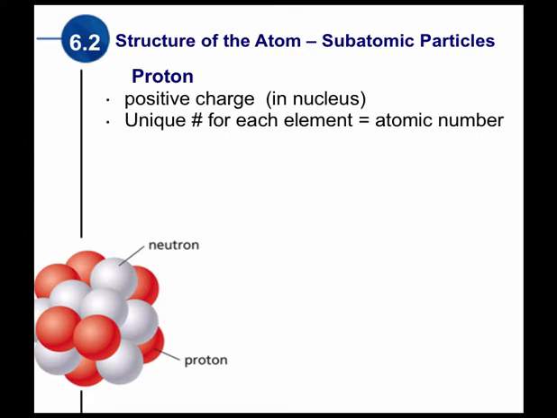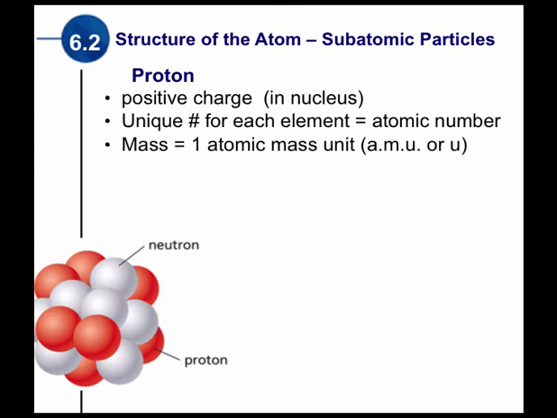Now, the proton is a very, very small particle. So small that its mass is defined by a new unit called an AMU, an atomic mass unit. Because the mass is so small, we can't look at it in terms of kilograms or even grams. We have this new unit called an AMU, atomic mass unit, and one proton has the mass of 1 AMU.